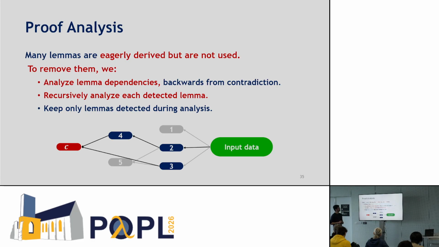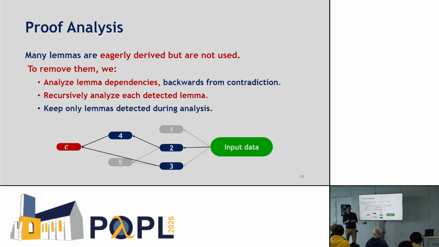So what do we do? At first, we go back. We perform a backward analysis that tries to tell us whether a lemma, even though it was learned, is not really used during proof checking. So we start from the contradiction. We analyze the dependencies of the lemma. We ask which lemmas are used in order to derive the contradiction.